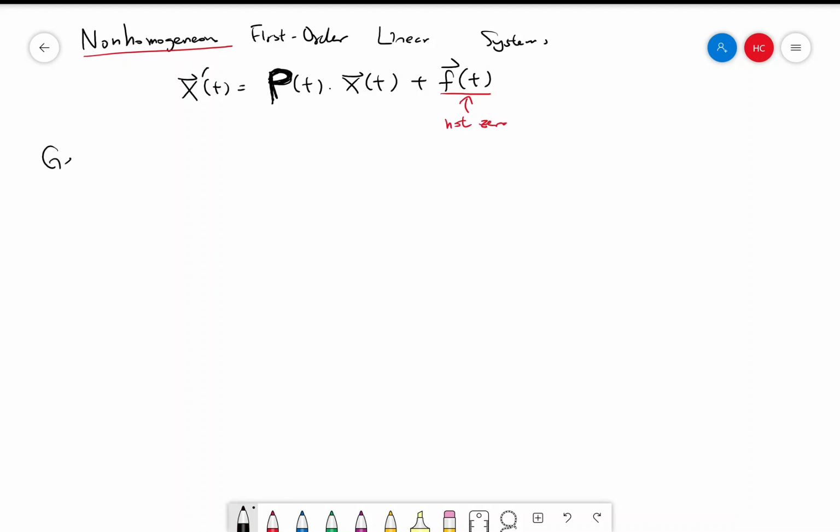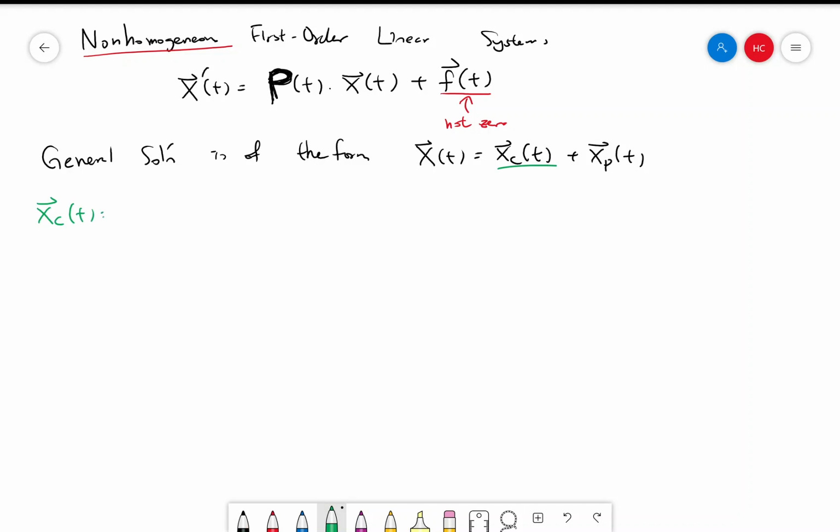Alright, so the general solution of this non-homogeneous first-order linear system is of the form x is equal to xc plus xp. This should look familiar because we have already seen this in chapter 5. So xc is called the complementary solution, which is the solution of the homogeneous part. And homogeneous part means we drop the constant term.